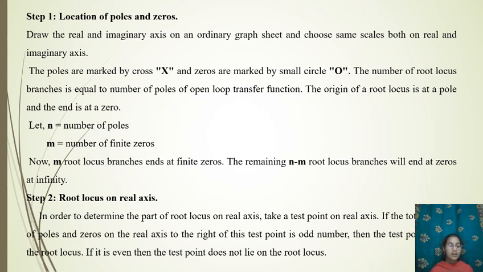And the second step is root locus on real axis. In order to determine the part of root locus on real axis, take a test point on real axis. If the total number of poles and zeros on real axis to the right of this test point is odd, then the test point is part of root locus. If it is even, then the test point does not lie on the root locus.